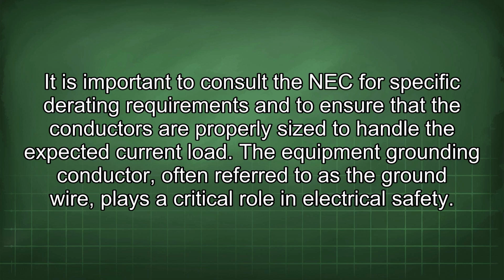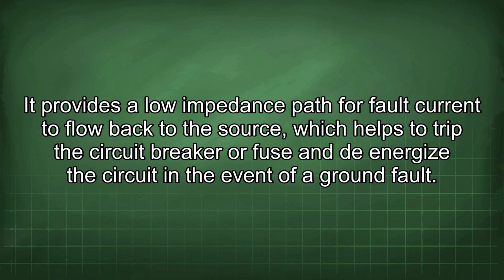The equipment grounding conductor, often referred to as the ground wire, plays a critical role in electrical safety. It provides a low impedance path for fault current to flow back to the source, which helps to trip the circuit breaker or fuse and to de-energize the circuit in the event of a ground fault.